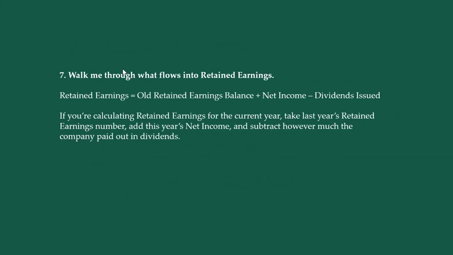Retained earnings, we have discussed: old retained earnings plus net income minus dividends. Walk me through what flows into retained earnings. It is the old retained earnings, the previous retained earnings on the balance sheet. We add the net income and subtract the dividends issued. How much amount has been spent on dividends will be reflected in the cash flow statement. To calculate retained earnings for the current year, take last year's retained earnings number, add net income, and subtract however much your company paid out in dividends. So that's pretty easy.